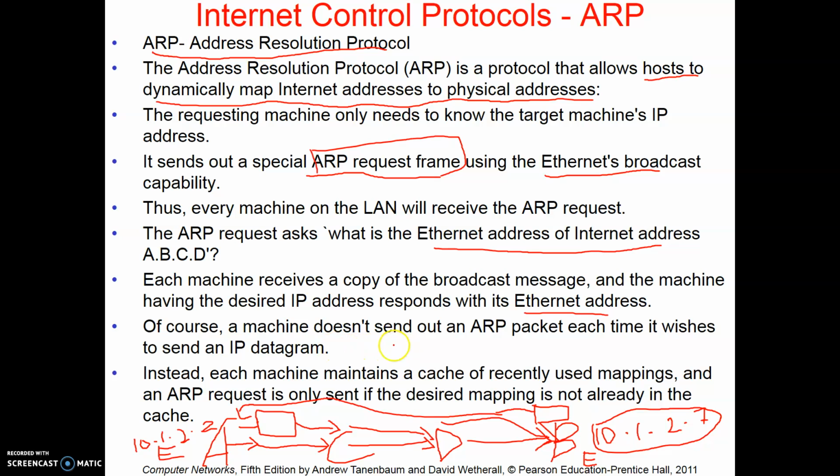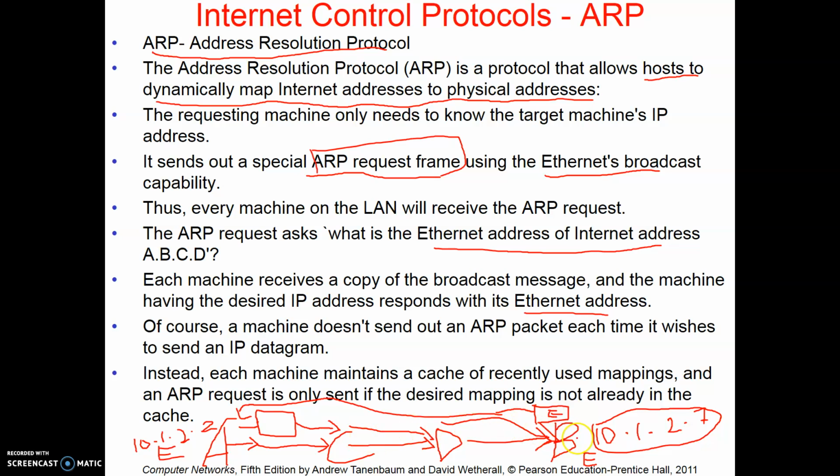Of course, a machine doesn't send out the ARP request each time. One question which arises is: every time A wants to communicate with B or C or D, does A need to send this ARP request frame? No, it is a one-time process. For example, in this case, A will send this ARP frame. C and D don't have the Ethernet address of B, so they ignore it, and B, having the Ethernet address, will encapsulate it in this reply frame.